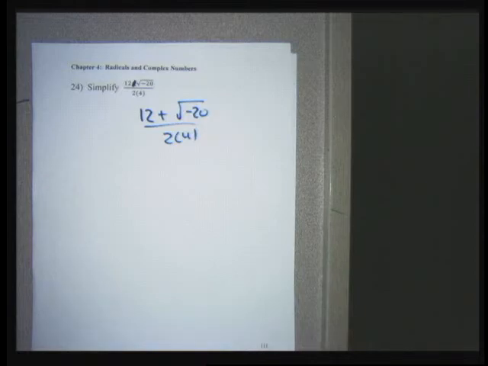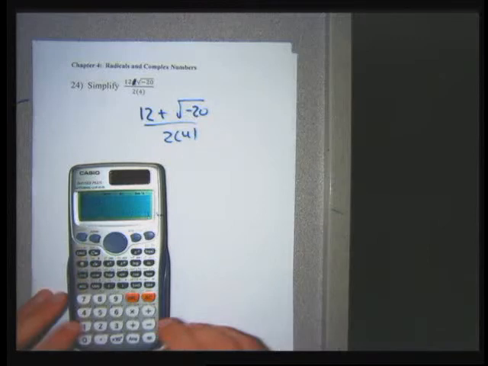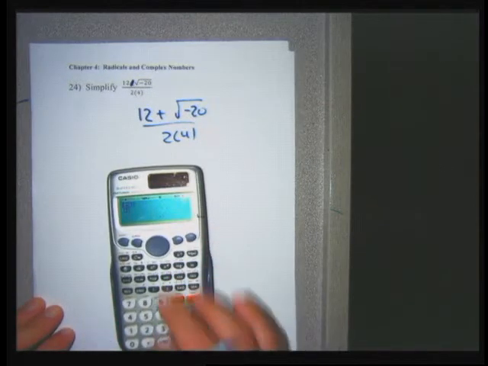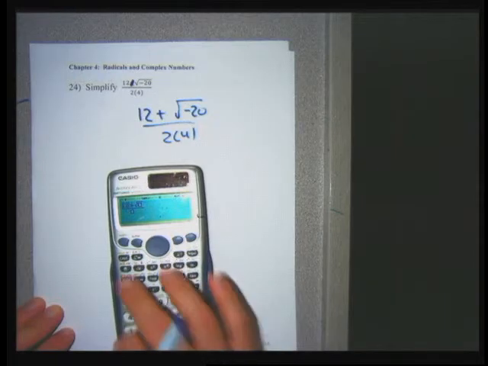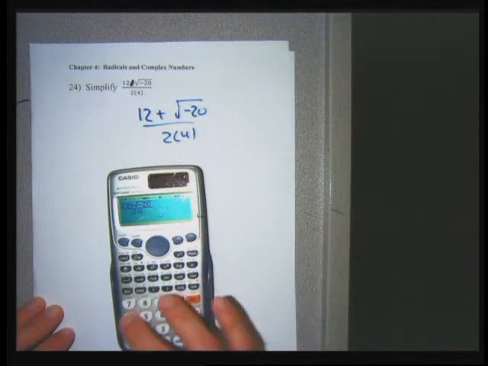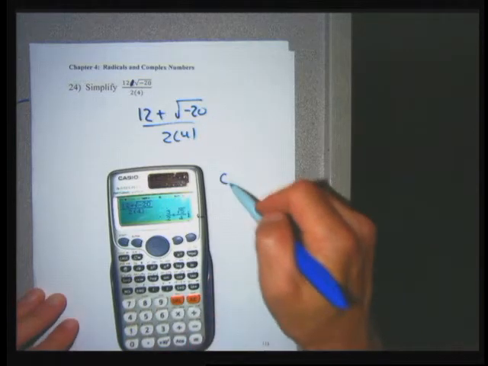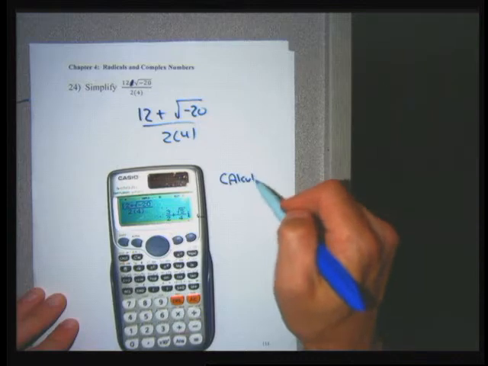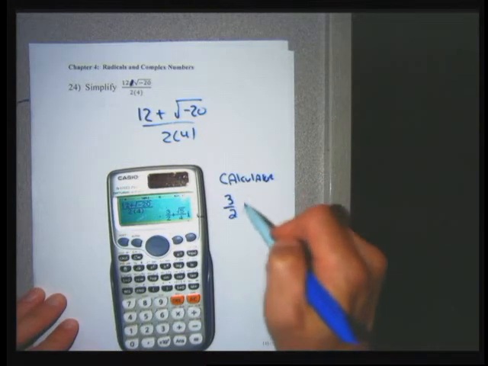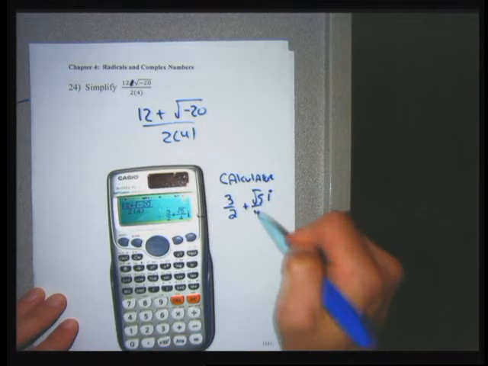I'll do both. On my calculator, I'd go fraction 12 plus the square root of negative 20 over 2 times 4, and my calculator is going to give me a 2 fraction answer. I'm okay with that. So my calculator answer is going to be 3/2 plus the square root of 5 over 4 times i.